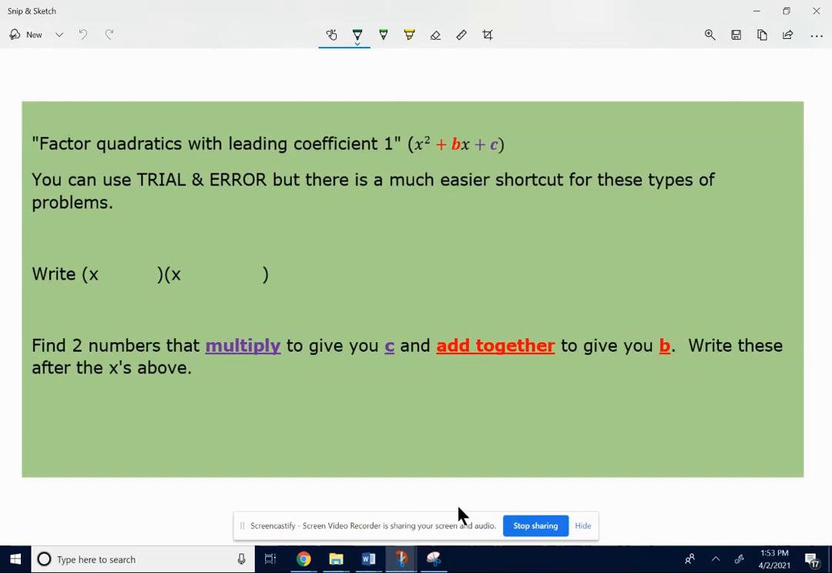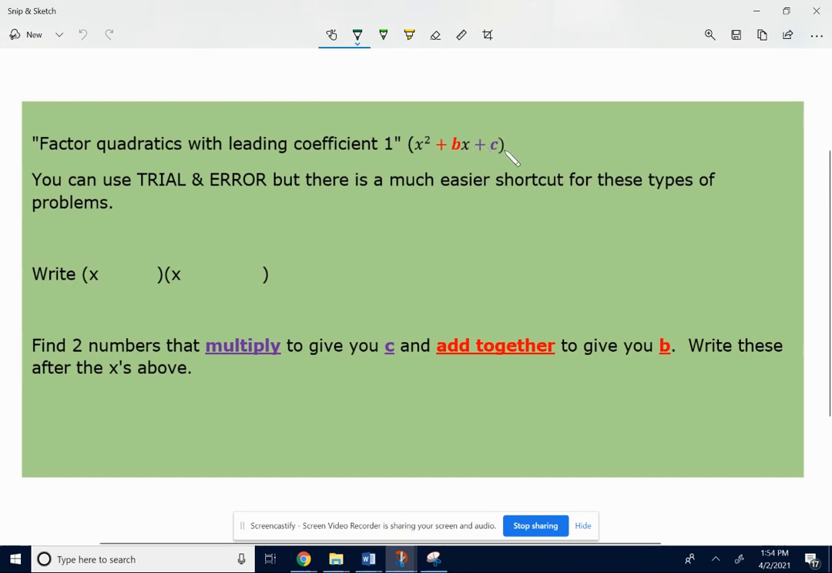Okay, this lesson is over factoring quadratics with a leading coefficient of 1. When you have a quadratic, if you do not have a number in front of x squared, it's understood that that number in front of x squared is really 1. So we're going to look at quadratics that look like this: x squared plus or minus something x plus or minus something.